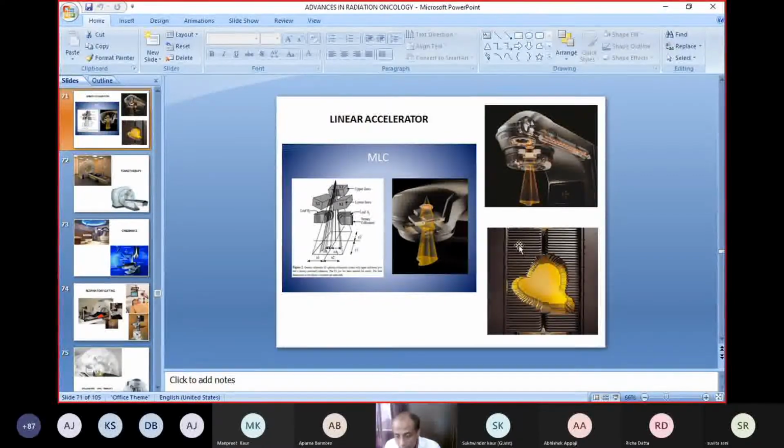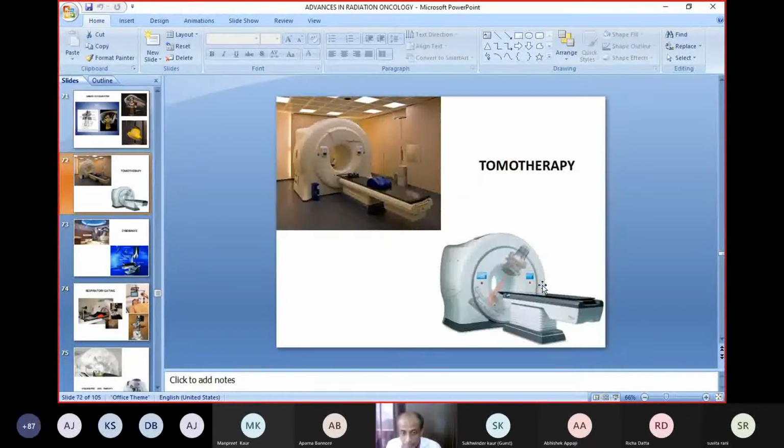And when delivering radiation, these units move in one axis, like this, horizontally. So wherever the areas are open, radiation will be coming. Wherever the areas are closed, there won't be any radiation. This complex mechanism is used for the planning part of IMRT and IGRT.